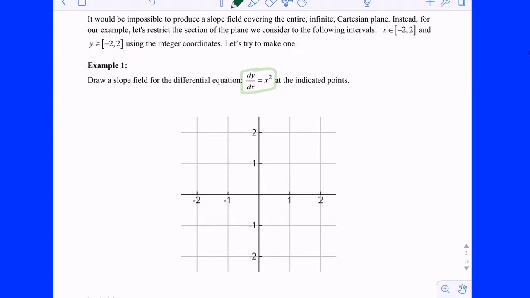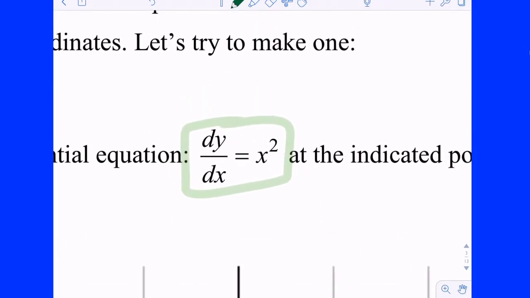Well, remember that a differential equation gives us a way to find the slope of the tangent lines at any point on the graph. And notice our function is just a function of x. So this is really just generating some points. What's the easiest value of x to plug in there?